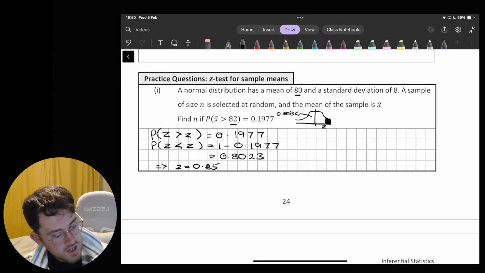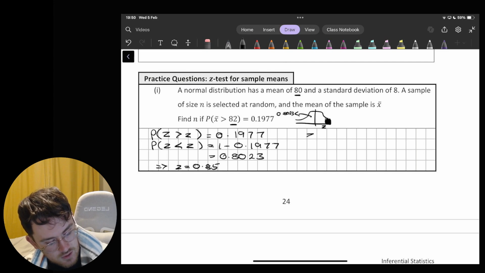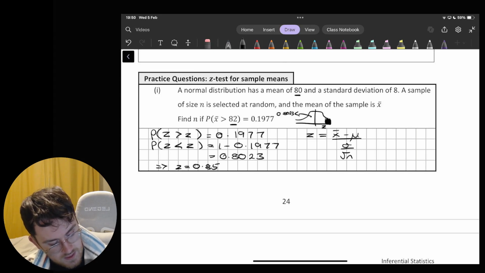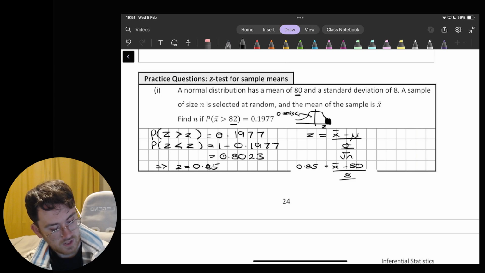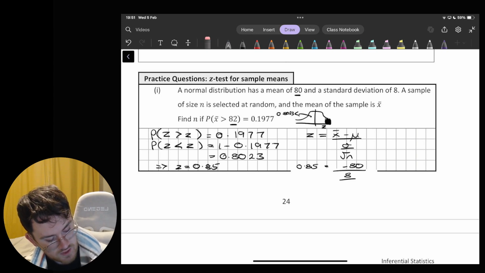Okay, so looking then at calculating the actual value here, z is equal to x bar minus mu over sigma over root n. We'll fill in some of these values. So we know what the z value is here is 0.85. My x bar value, I don't know. My actual mean is 80, my standard deviation is 8, and my sample of size n was... we're saying that x bar is greater than 82. So we'll include that here, of course. And we're looking for the sample of size n, root n.